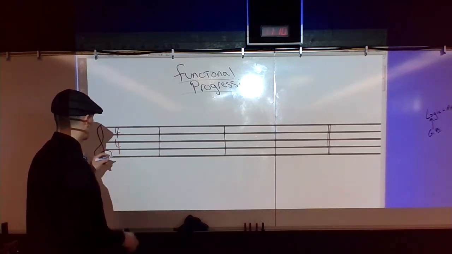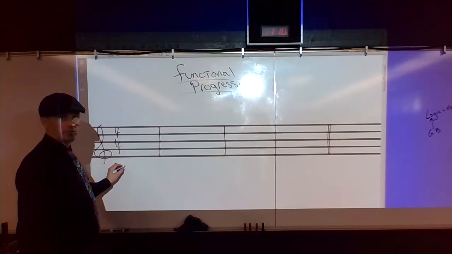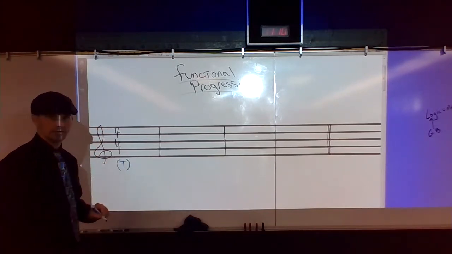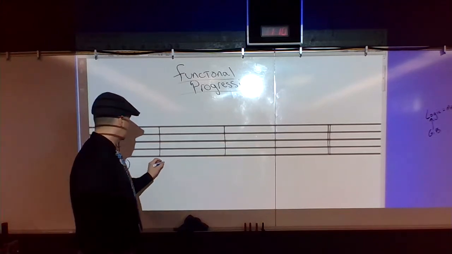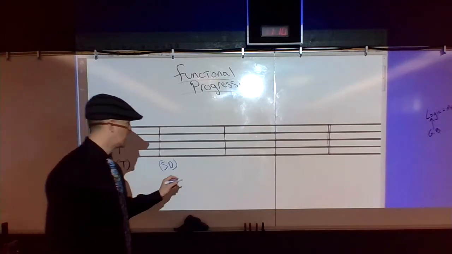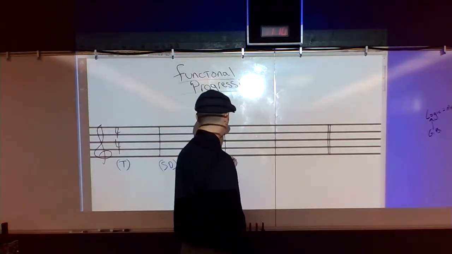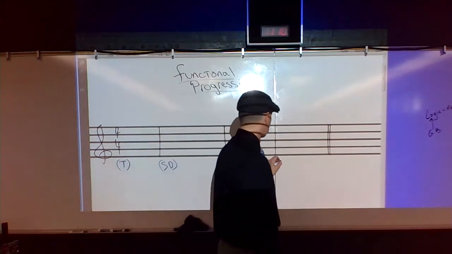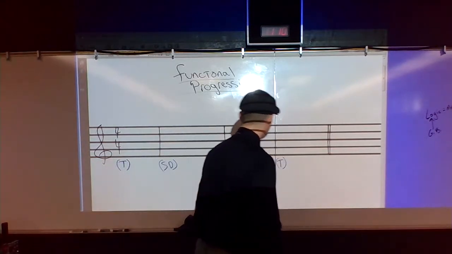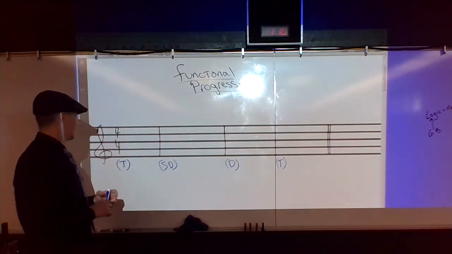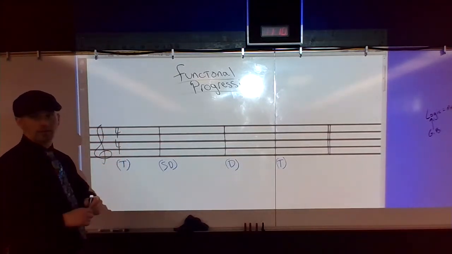So in the first bar, first thing you want to do is write your function down. So the first bar is going to be a tonic function. Put it in parentheses. The next bar is going to be a subdominant function. Put it in parentheses. The third bar is going to be a dominant function. Put it in parentheses. The fourth bar is going to be a tonic function. Put it in parentheses.